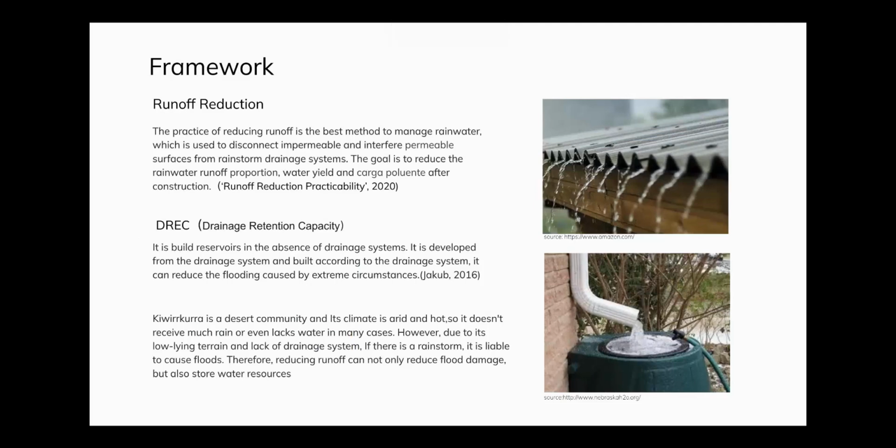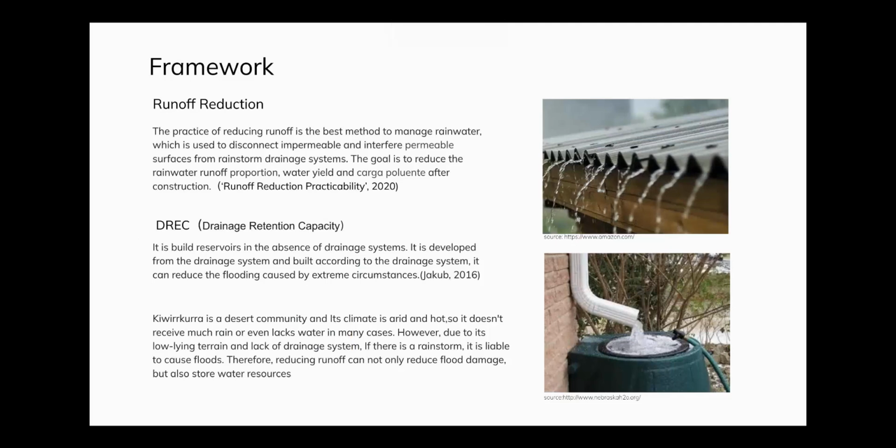My design inspiration comes from runoff reduction, which is the best method of stormwater management. Its purpose is to reduce the proportion of stormwater runoff, the amount of water and pollution. The REC is one of the ways to reduce runoff. It is to build a reservoir without a drainage system. It is developed from the drainage system and can reduce the flooding caused by extreme weather.